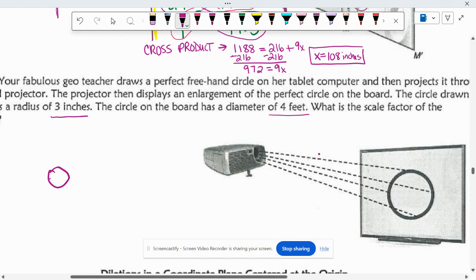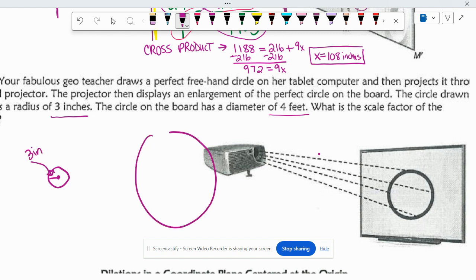Okay, here we go. So radius is 3 inches. The large circle on the board has a diameter of 4 feet. So if the diameter is 4 feet, what is the radius? 2. Yep, the radius is 2.